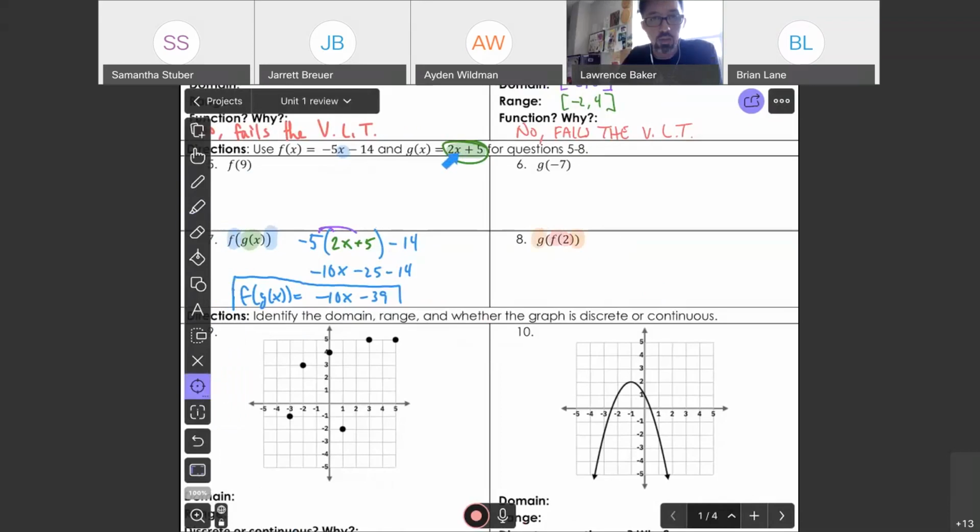Okay? But here it says plug 2 in. I need to do that because I don't know what f of 2 is. I know what f of x is. It's right there. I don't need to figure out what g of x is. It tells me what g of x is. But I don't know what f of 2 is. It doesn't tell me that. But I could find it.